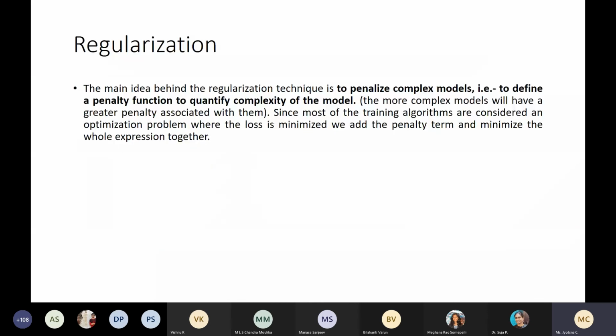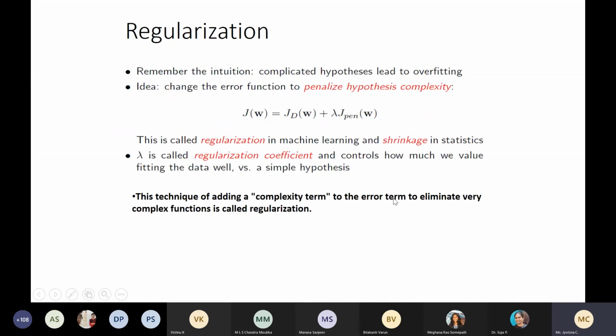So what is regularization? It's a technique to penalize the complex model. That is, to define a penalty function to quantify the complexity of the model. We will see how it is going to penalize or how it is going to give the penalty. Okay, so this is your cost function.